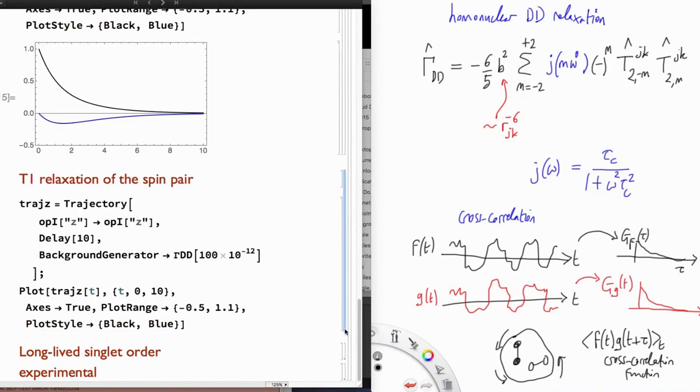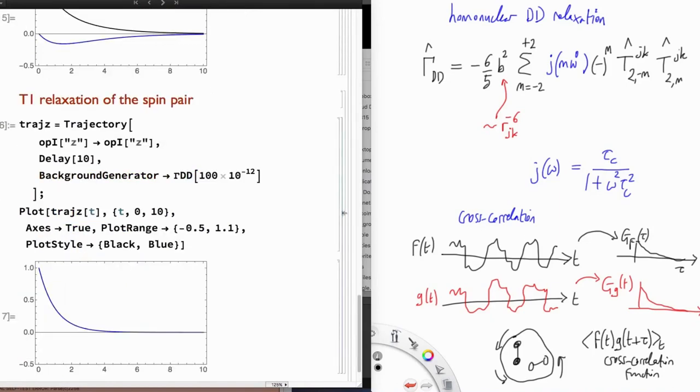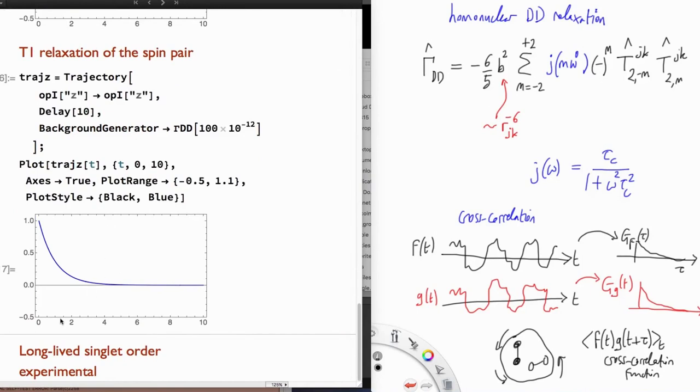We can plot the T1 relaxation simply by using the total Z magnetization of the two spins. That decays with T1. And the T1 is, for this particular relaxation superoperator, at this correlation time, 100 picoseconds, approximately 1 second. So it would appear impossible to keep any magnetization in the spin system for longer than a few seconds, or any spin order in the spin system for longer than a few seconds.